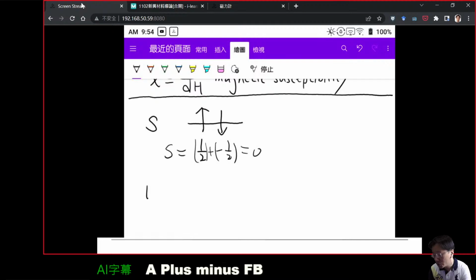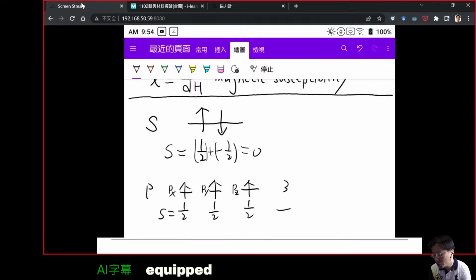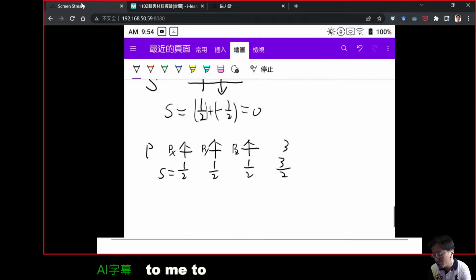And for the P orbital, we have 3 sub-orbitals. This is Px, Py, and Pz. If we have 3 electrons, then the spins will be parallel, and we also have the positive half value. So the S would be equal to 3 by 2.